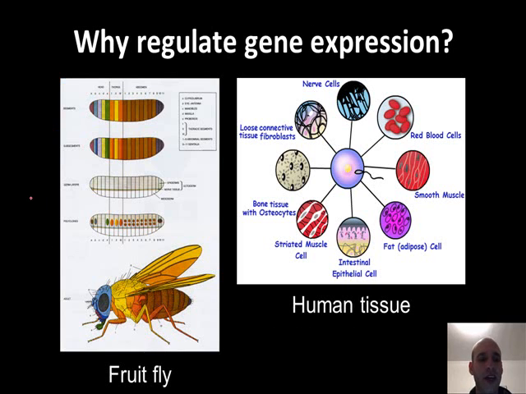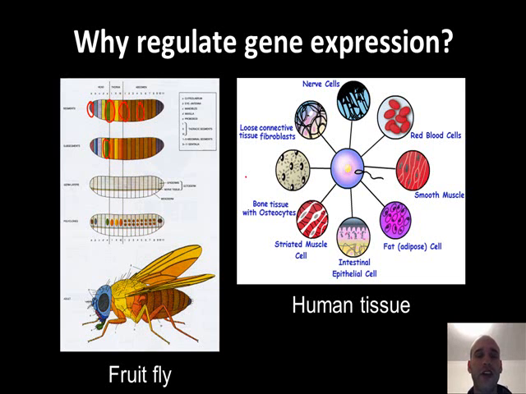So here on the left, you can see a fruit fly. You can also see that within development, in these different areas, different genes are expressed at different times. So that's one reason why we see that genes are expressed differentially, because expressing certain proteins is involved in development.